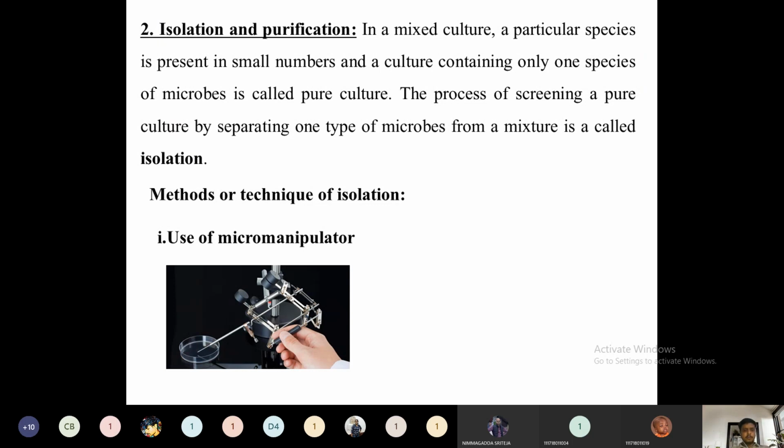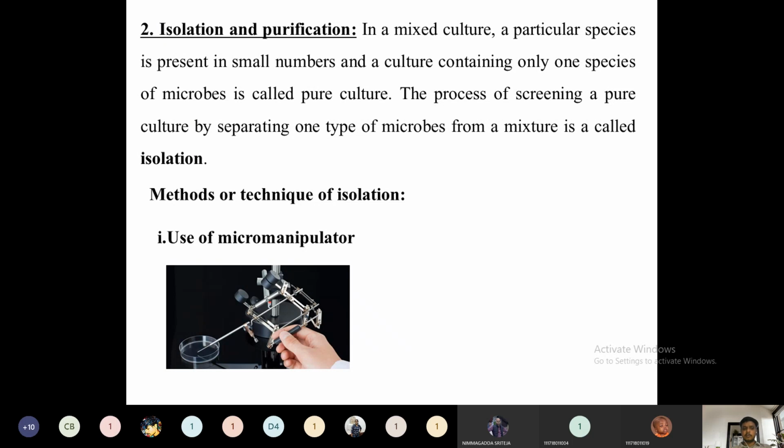For example, if there are six types of microorganisms in the overall culture, and we want only type 1 microorganisms, we have to pick the type 1 microorganisms from among the six types. That is called isolation. After isolating, we need to purify them. So the method of isolation is to use a micromanipulator.